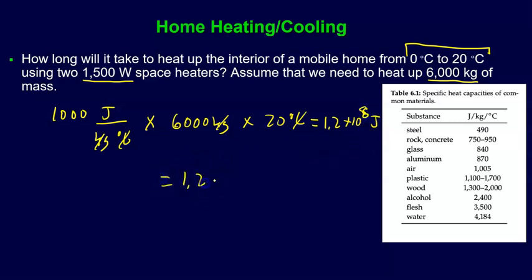Okay, so 1.2 times 10 to the 8 joules. And so that's how much energy we need to do this. Now, what we're told is we have two 1,500 watt space heaters. So what I want you to do is maybe just take a second and think about, how do I take this amount of heat? So this is energy.